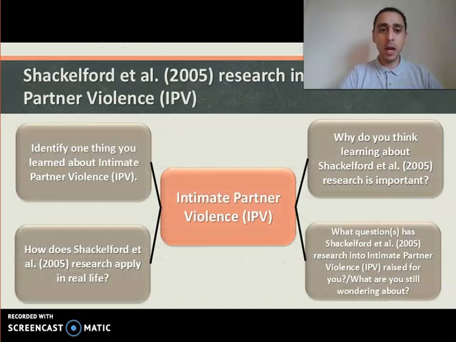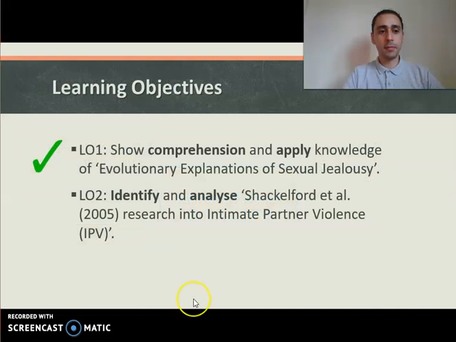So that was intimate partner violence by Shackleford et al. in 2005. Identify one thing you learned about intimate partner violence by the research. Why do you think learning about Shackleford's research is important? How does Shackleford et al.'s research apply in real life? And then what questions has Shackleford et al.'s research into intimate partner violence raised for you? What are you still wondering about? So learning objective 2, identify and analyze Shackleford et al.'s 2005 research into intimate partner violence, IPV, is ticked off. Well done.